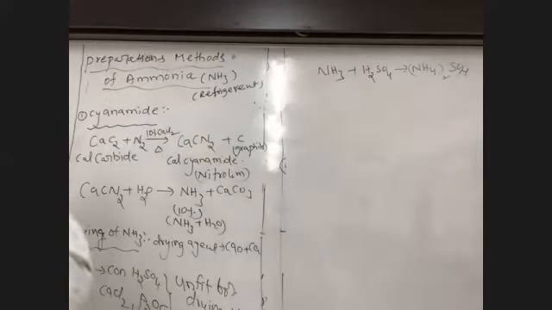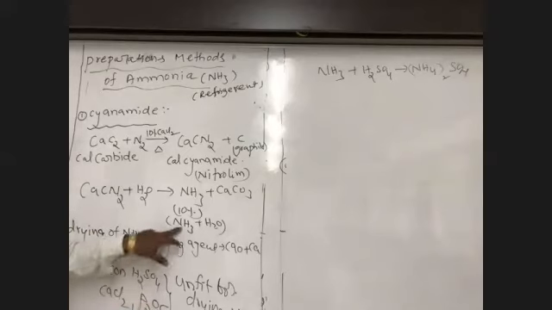And due to this reason, H2SO4, CaCl2 and P2O5 are not used for drying of ammonia. H2SO4 also reacts with ammonia, CaCl2 also reacts with ammonia, and P2O5 also reacts with ammonia.